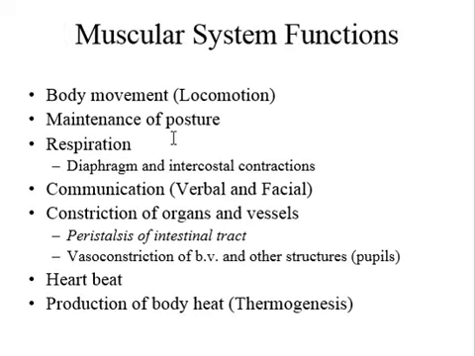So, the muscular system functions. First of all, you have to know about the functions. It helps in making body movement, maintenance of posture, and respiration. In respiration, the diaphragm and intercostal muscles contract and relax. It also helps in communication, verbal and facial, and constriction of organ vessels, like peristalsis of the intestinal tract, vasoconstriction of blood vessels and other structures, and heartbeat, and production of body heat, thermogenesis, like that.